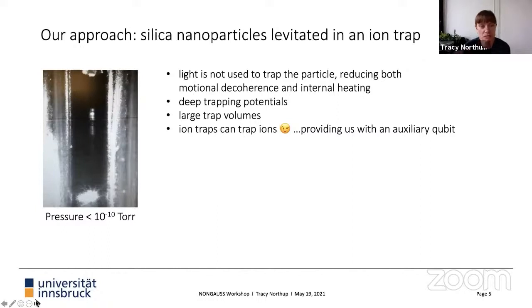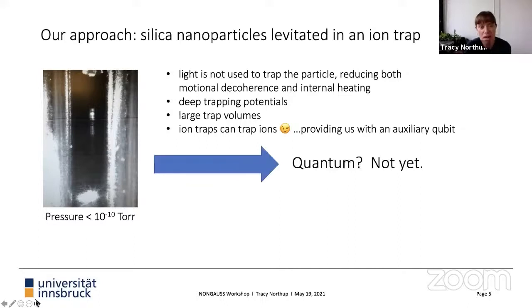Ion traps have extremely deep trapping potentials, as you've already heard about this morning. And they have large trap volumes, which can make it easier experimentally to capture these particles. And finally, ion traps can trap ions. So I'm telling you about nanoparticles, but what I'm going to describe to you shortly is that we'd also like to work with both nanoparticles and ions, where we see ions as a route towards non-Gaussian states. That is, ions can provide us with an auxiliary qubit system that lets us introduce a nonlinearity. So I'll come back to that later.